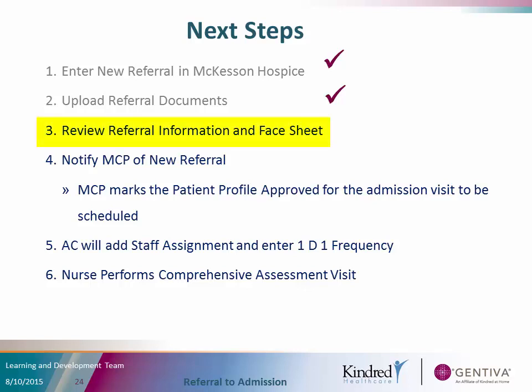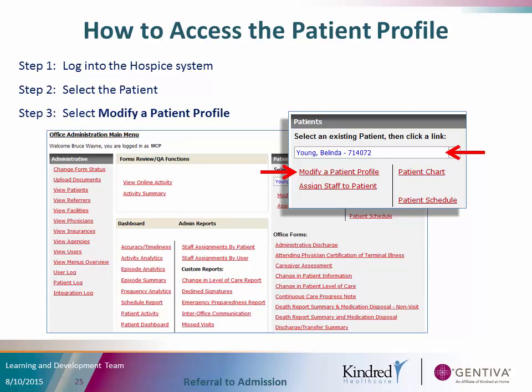Now we're ready to review the referral information on the face sheet. The face sheet and the patient profile are essentially the same thing. Follow these 3 steps to access the patient profile. Log into the hospice system, select the patient in the patient drop-down, and select the red hyperlink labeled Modify a Patient Profile. As soon as you select this hyperlink, you will be taken to the patient profile or face sheet. Let's look at that.